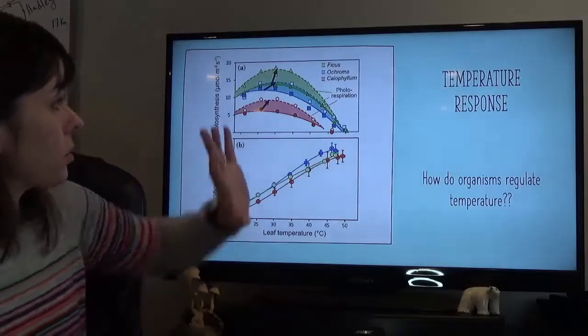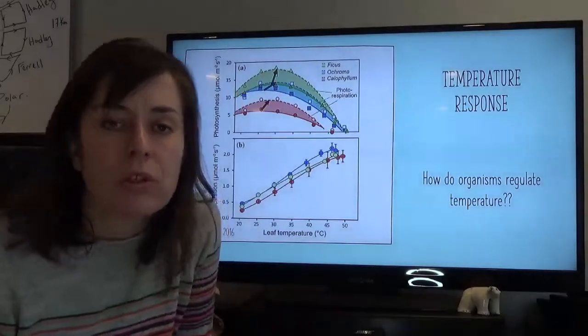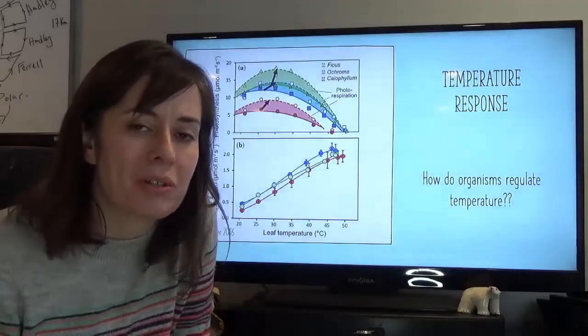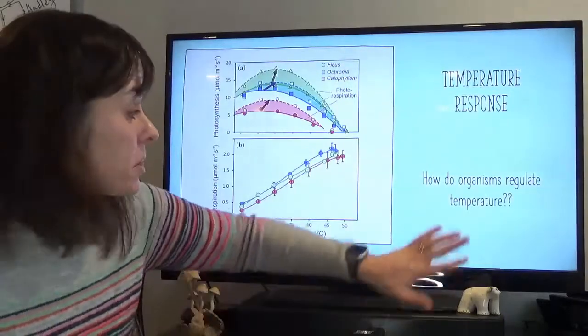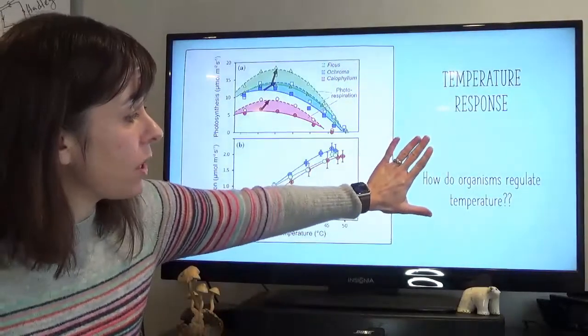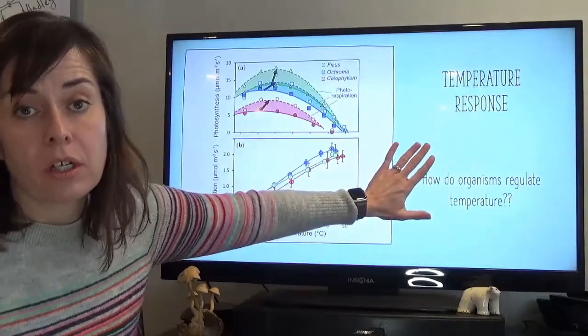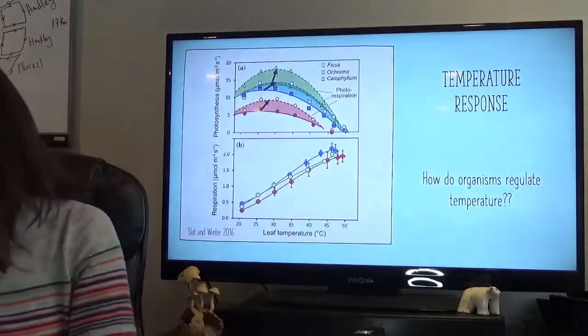Okay, so we have this problem that if you get too hot or too cold, you don't function very well. And there are all kinds of good physiological reasons for that. If you're interested in those, there are amazing physiological courses you can take for both animals and plants. But we are going to very briefly get into how organisms regulate temperature, because we want to avoid these really high and really low temperatures.